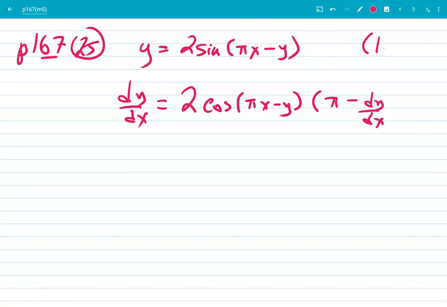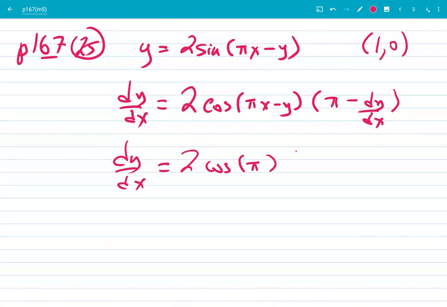Look, try this. So we're looking at the point (1, 0). If we plug in 1 for x and 0 for y, we get dy dx is 2 cosine of pi, because pi times 1 is pi, minus 0 for y, right? Times pi minus dy dx. I don't know if that simplified a heck of a lot, but I guess that helps.